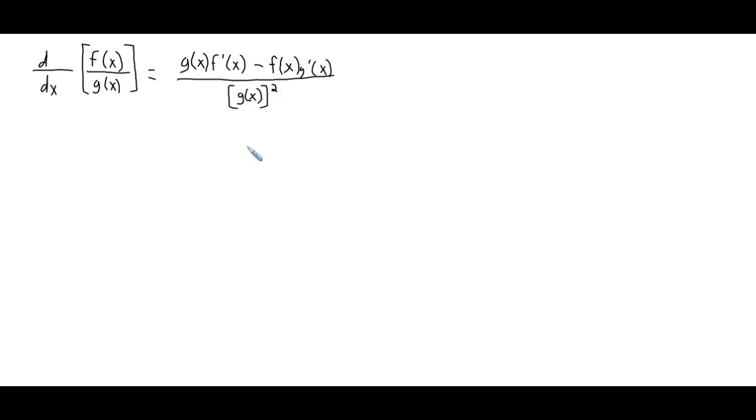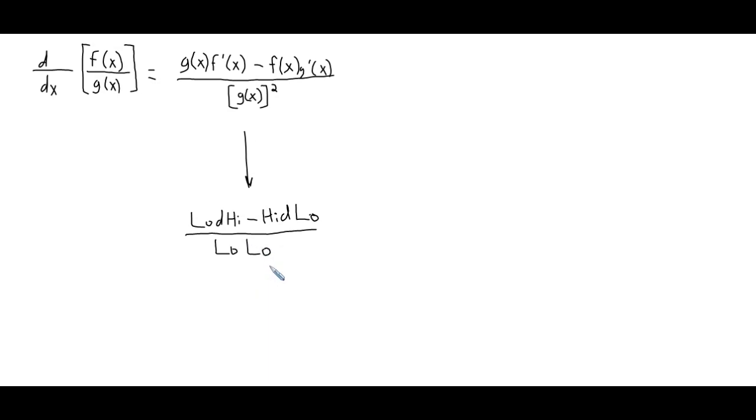The derivative of f of x over g of x equals g of x times f prime of x minus f of x times g prime of x, all over g of x squared. Now that's kind of complicated. So in calculus we use this shorthand, and that shorthand is low d high minus high d low over low low. What does that mean?